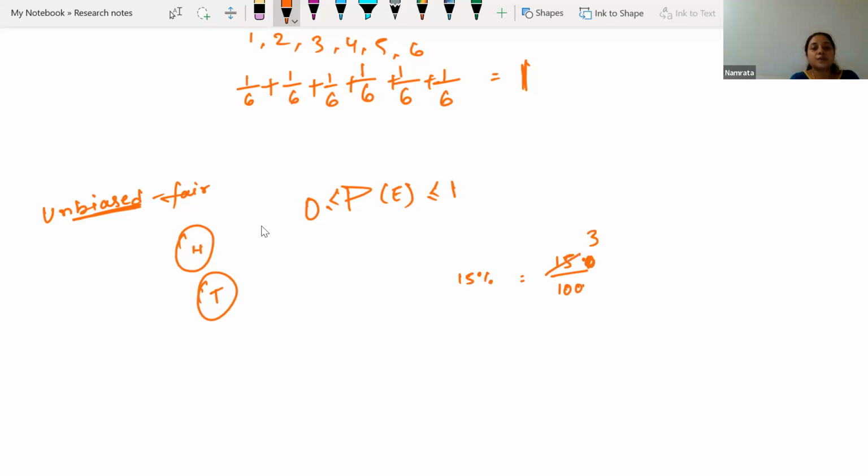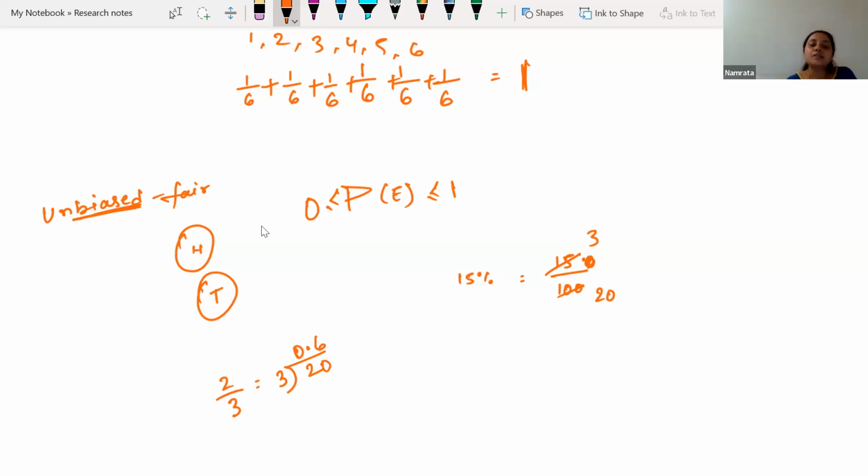So the value has to be between 0 and 1, or between 0% and 100%. So 2 by 3, it's between 0 and 1, right? You can check it. If you want to convert it into decimal, you can check it. 0.6. So it's between 0 and 1. So 2 by 3 can be the probability.